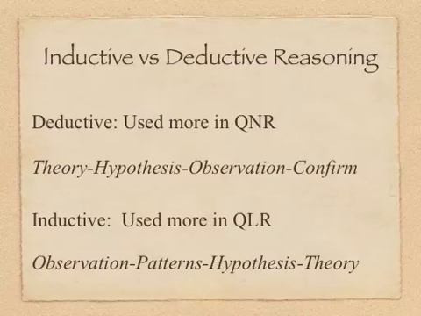Another difference between quantitative and qualitative is inductive versus deductive reasoning. And I'll be honest, sometimes I have a hard time conceptualizing this, and so I worked on this, twisted it around, and I'm hoping that this is the easiest way that I can explain it to you and hopefully provide an example. Deductive reasoning is used more in quantitative research.